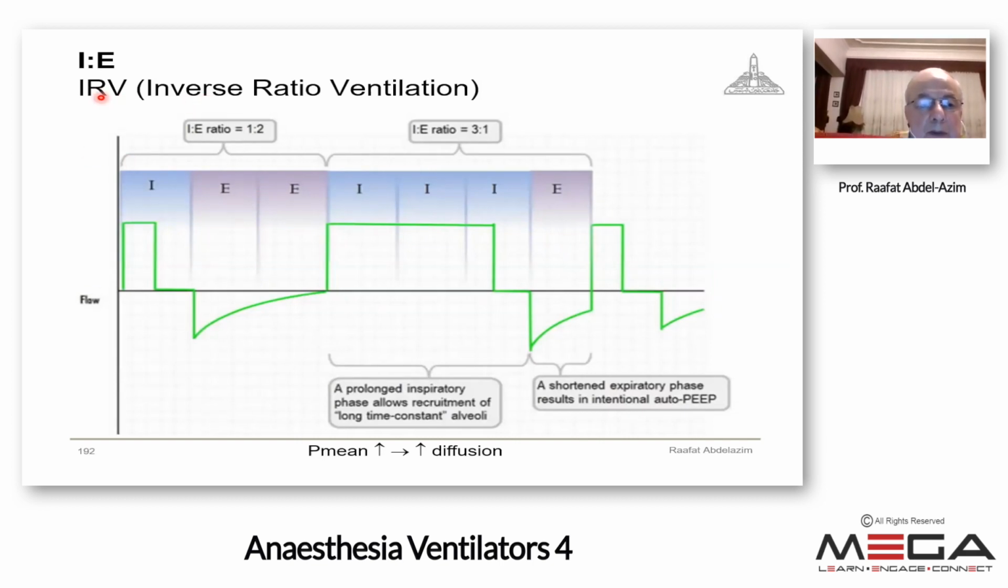We will apply what is called inverse ratio ventilation, and this is one of the tools needed during management of a hypoxic patient. We will shorten the expiratory time and increase the length of inspiration to reach the ratio of 1:1 or 2:1 or 3:1, instead of the normal ratio of 1:2. So we can make it 1:1 or 2:1 or 3:1 according to the degree of hypoxia.